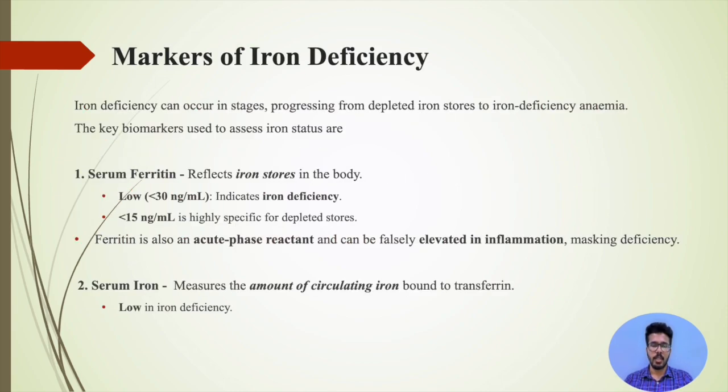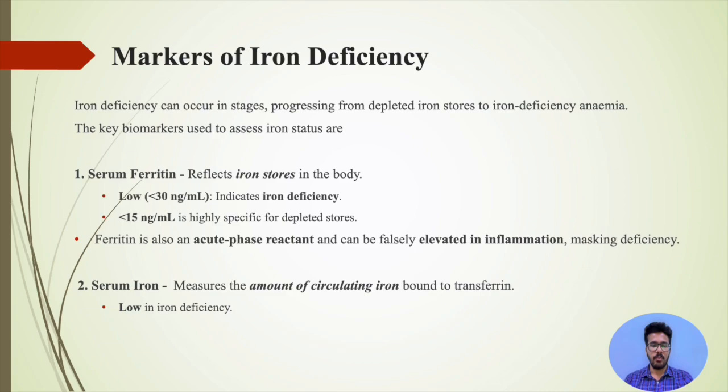Markers of iron deficiency. Iron deficiency can occur in stages, progressing from depleted iron stores to iron deficiency anemia. The key biomarkers used to assess iron status are: first, the serum ferritin level, which reflects iron stores in the body. Low ferritin levels below 30 nanograms per ml indicate iron deficiency, whereas values below 15 nanograms per ml are highly specific for depleted iron stores. Ferritin, being an acute phase reactant, can be falsely elevated in inflammation, masking iron deficiency.